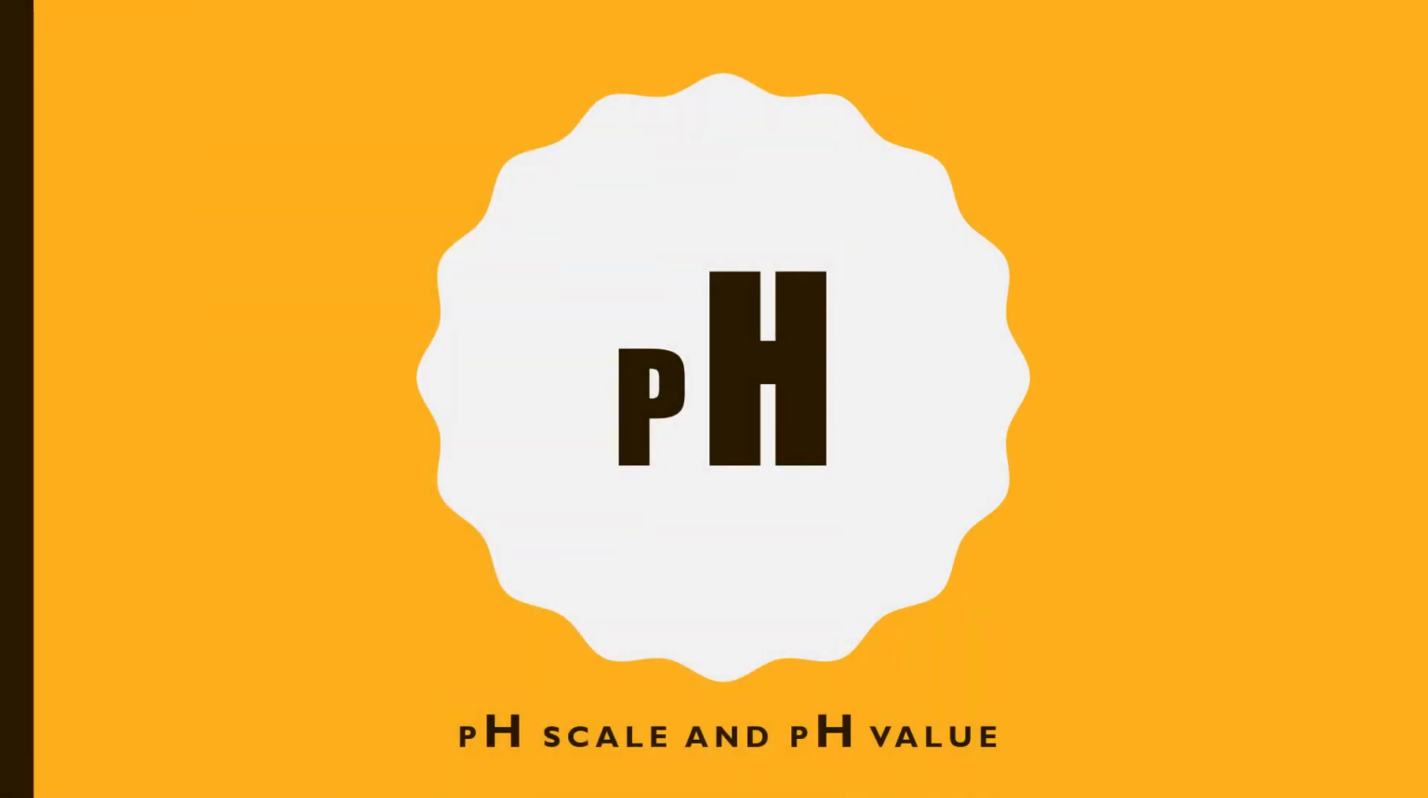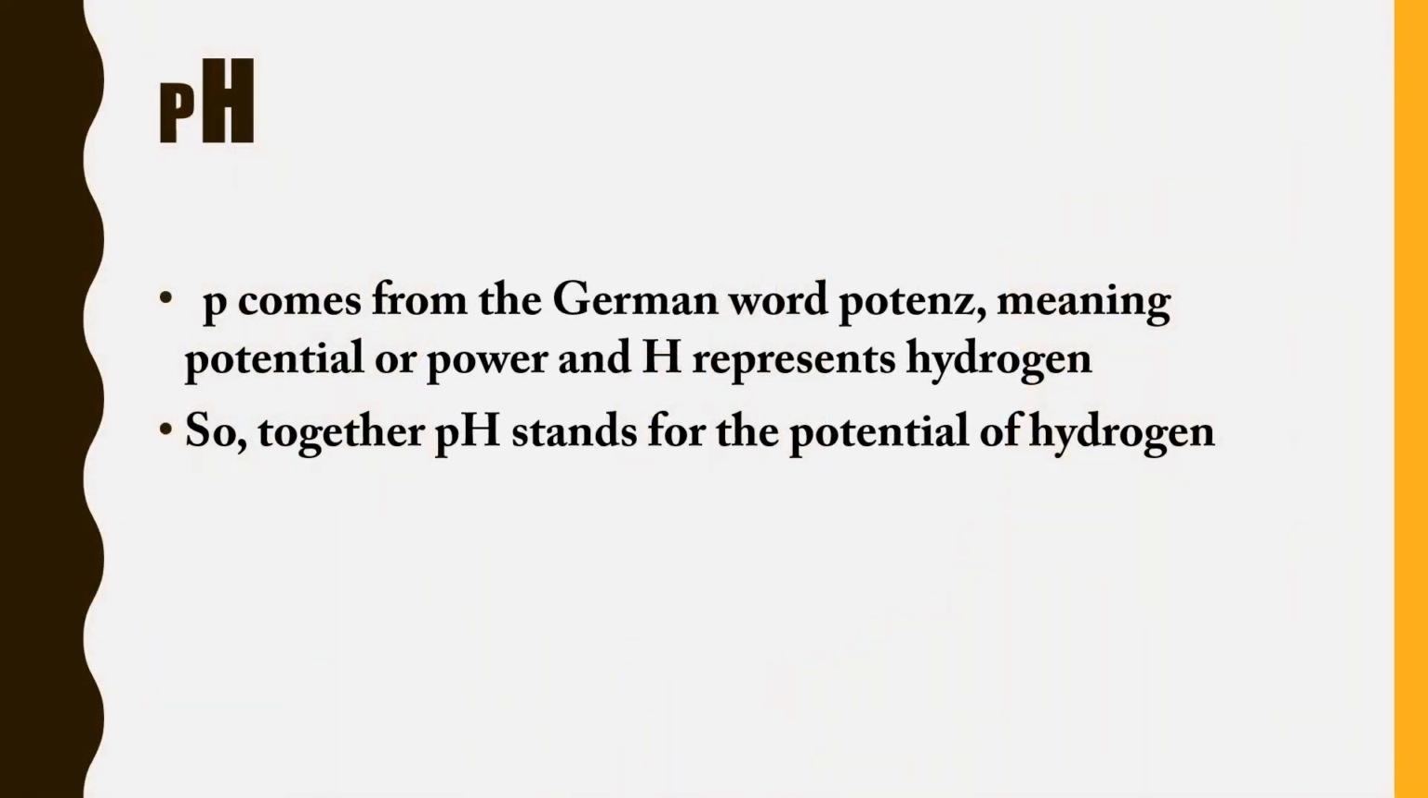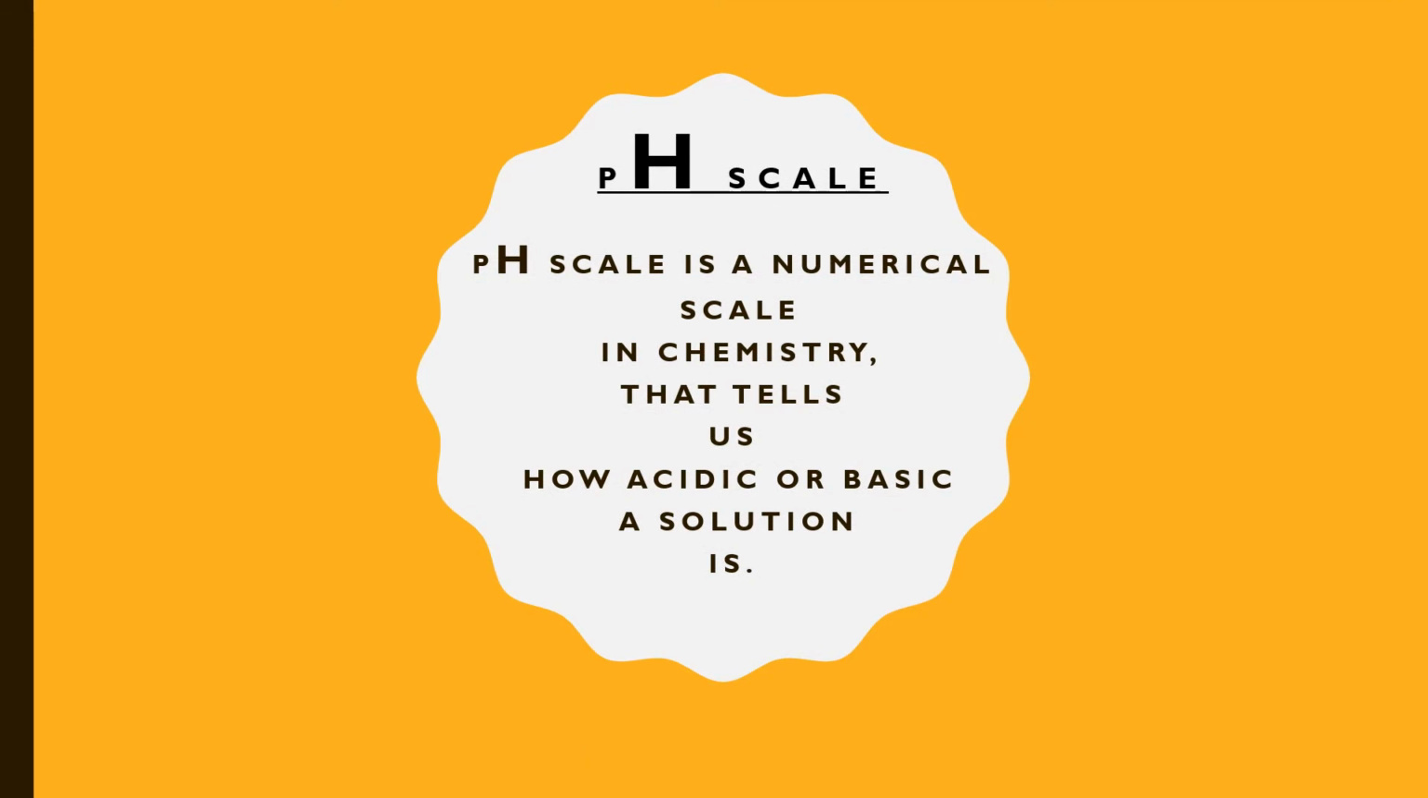pH, pH scale, and pH value. P comes from the German word potens, meaning potential or power, and H represents hydrogen. So together, pH stands for the potential of hydrogen. pH scale is a numerical scale in chemistry that tells us how acidic or basic a solution is.